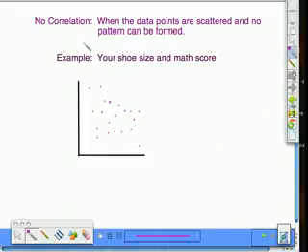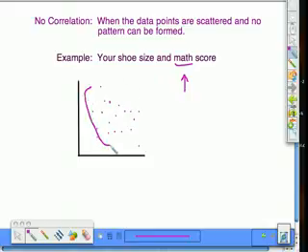An example for no correlation would be when the data points are scattered and no pattern can be formed. An example for this is your shoe size and your math score. The bigger your shoe size is, it has nothing to do with your math score. There is no correlation, there's no relationship.